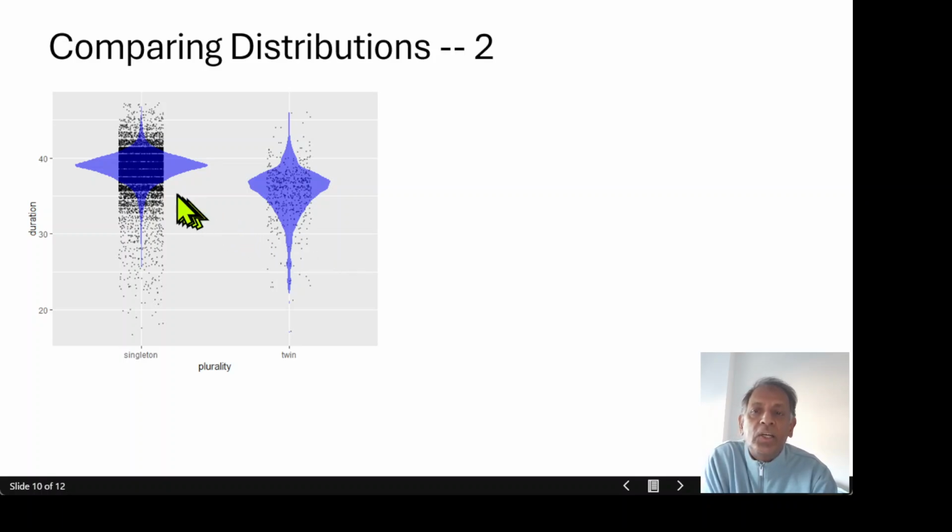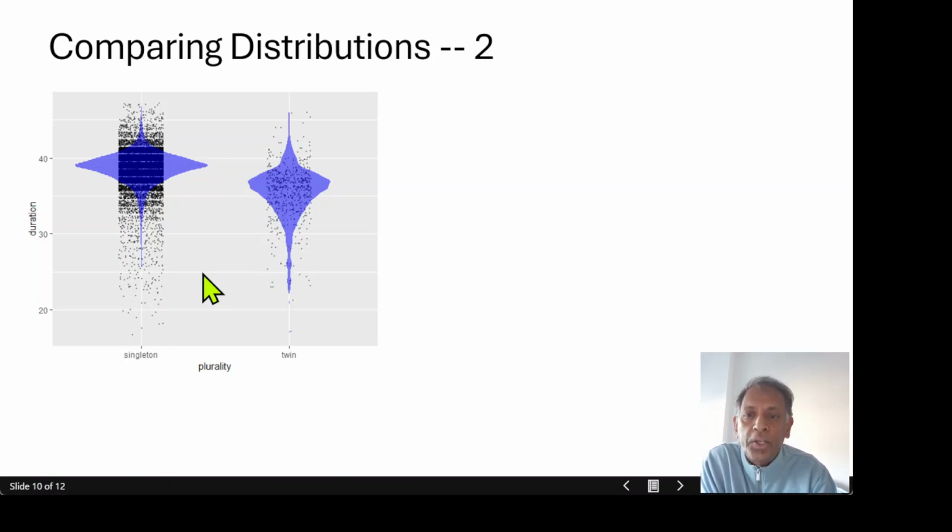Okay, clearly we can see a difference in this distribution. For singleton children, first of all, the pregnancy duration is somewhat longer. You can see here that the maximum is occurring here. We earlier saw that this probably is about 38 or so. But for twins, the maximum duration is somewhat smaller. The maximum number of points occur at a smaller duration period. That means they are born somewhat quicker than singletons.